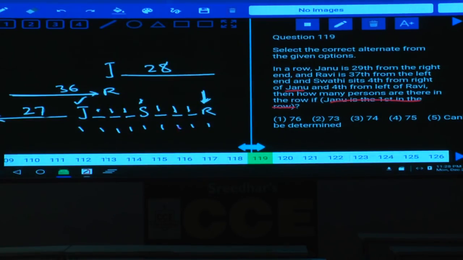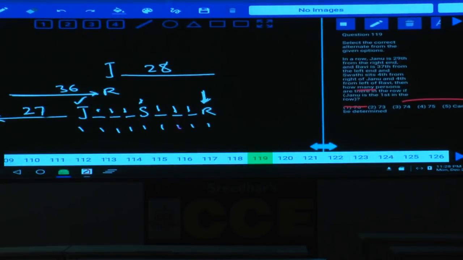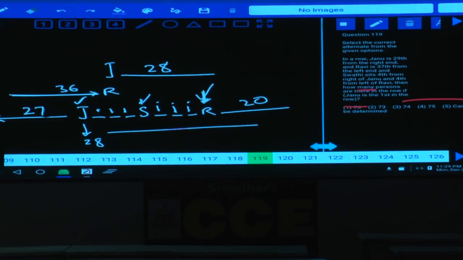And again, whatever this Janu, Janu is 28th from the right. As Janu is 28th from the right, now tell me how many persons are there to the right hand side of Janu. Now this Janu is 28th. If Janu is 28th, there must be 27 persons to the right hand side of this Janu, out of which how many are there? 3, 4, 5, 6, 7, 8 persons are there. If there are 8 persons, 20 persons must be there to the right hand side of this Swati.